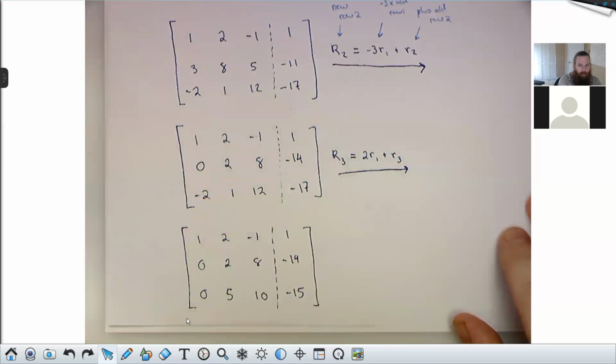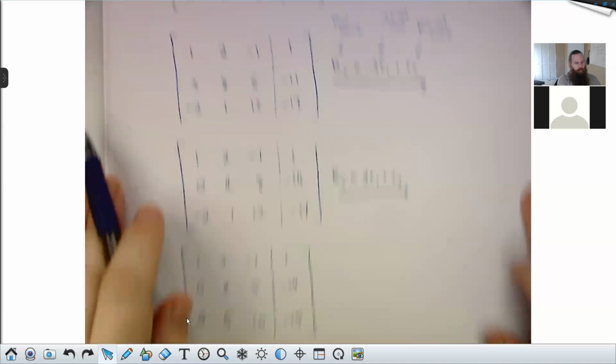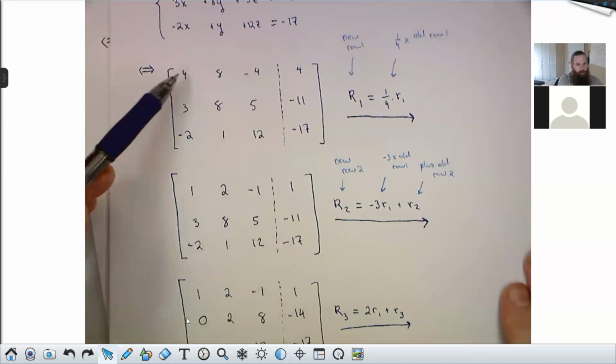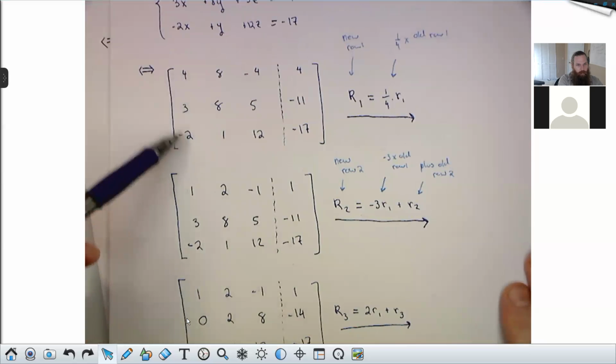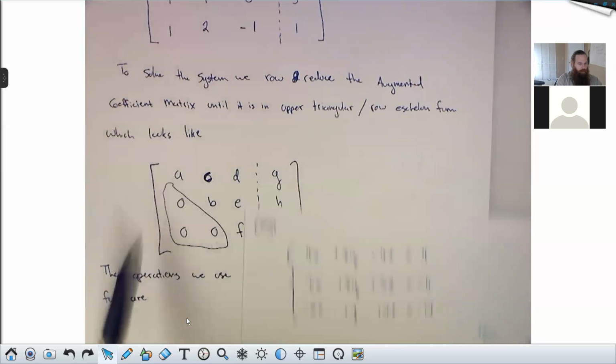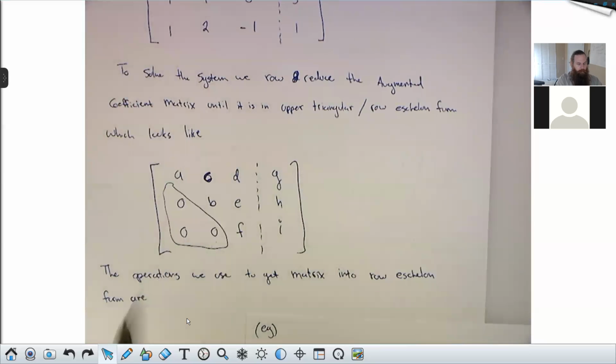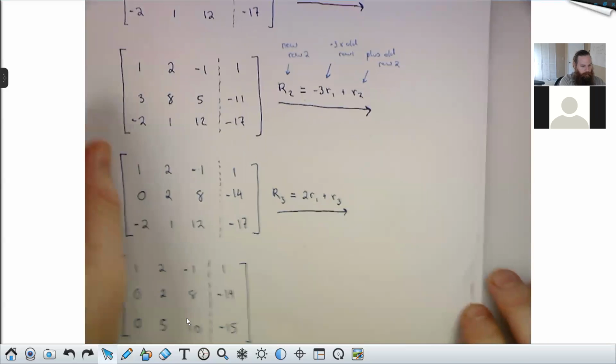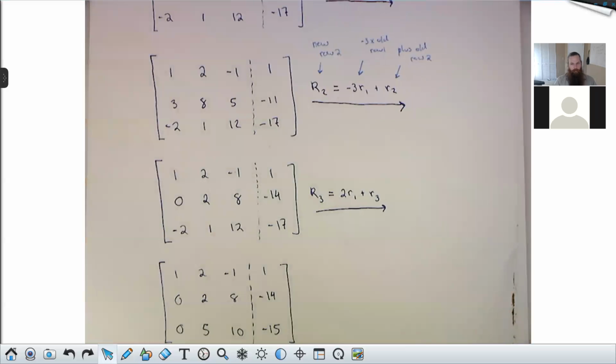Remember what your goal was. Your goal, when we started here, was to make this a 1 and then make everything beneath it zeros. We want to get this into this form. Yeah, these steps every time will work.